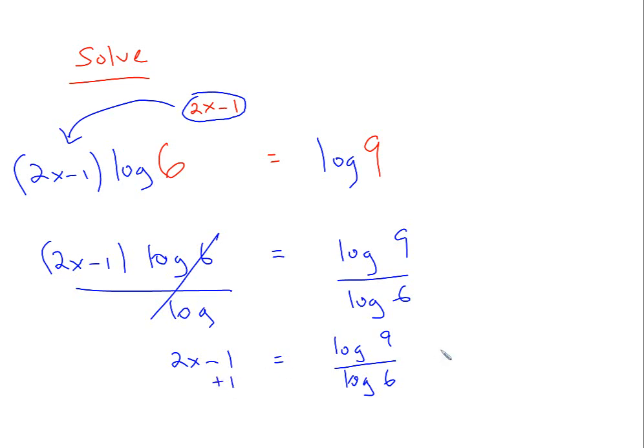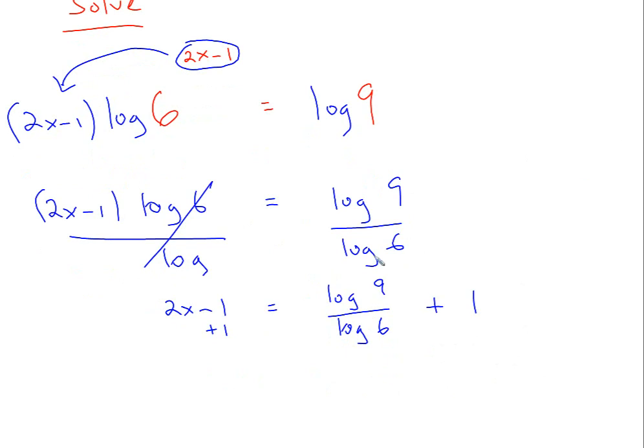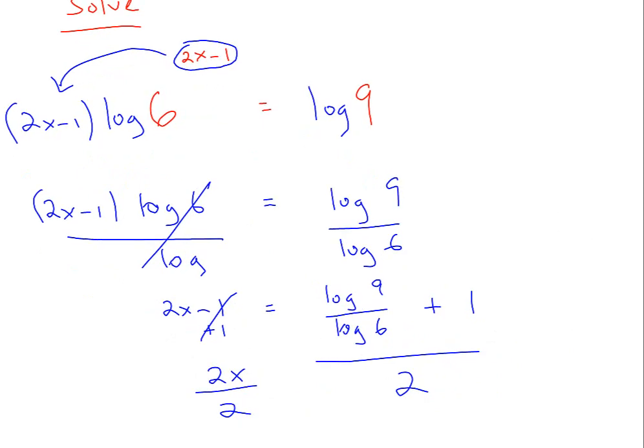And then we're going to add 1 on both sides. So we add 1 right there. That's gone. So we have this. Now we only have the 2x over here, is equal to this right here. So I'll divide both sides by 2. So our final answer is going to be, I'll write it over here once these cancel out. So we have x is equal to log 9 divided by log 6 plus 1 all divided by 2.